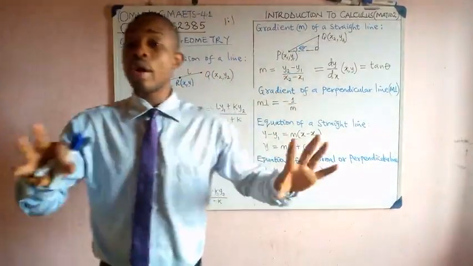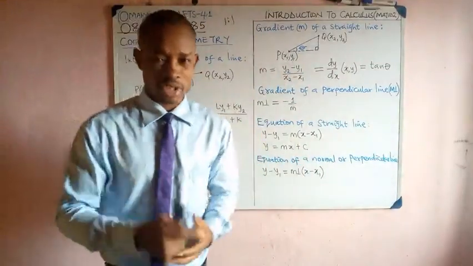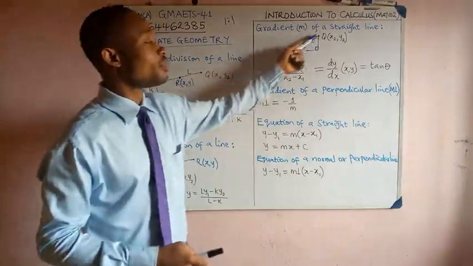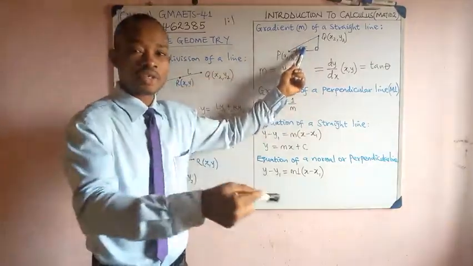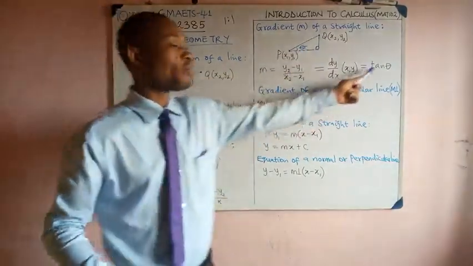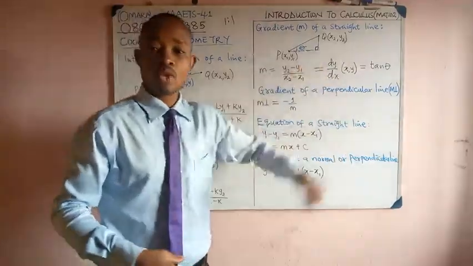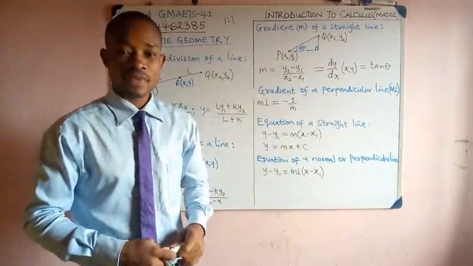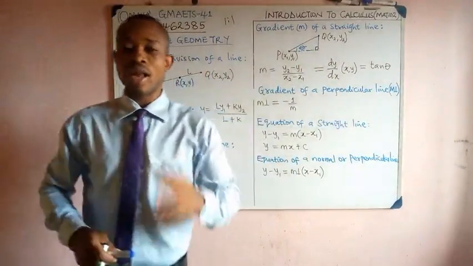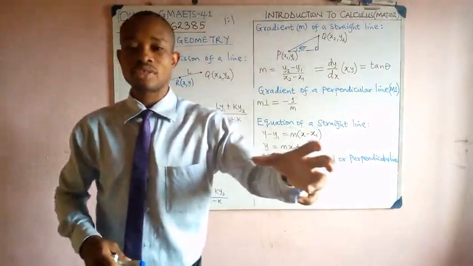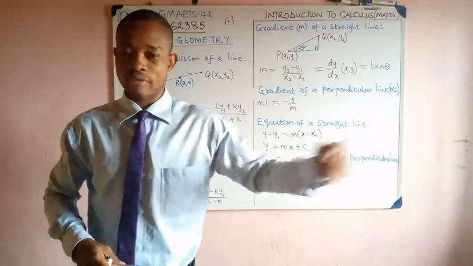Now take note that there are other ways you can obtain your gradient depending on the information given to you. Suppose the line PQ makes an angle theta with the horizontal. One can still get the gradient by simply obtaining tan theta. That is the tan of the angle that the line made with what? The horizontal.